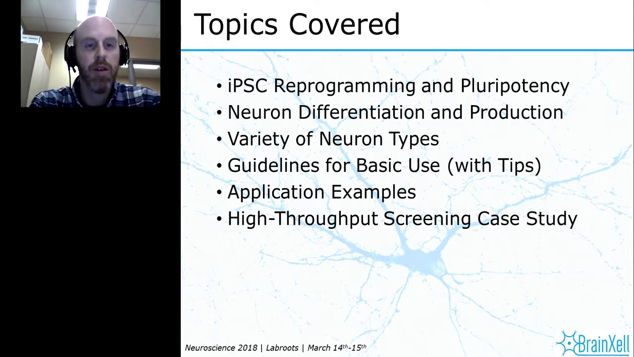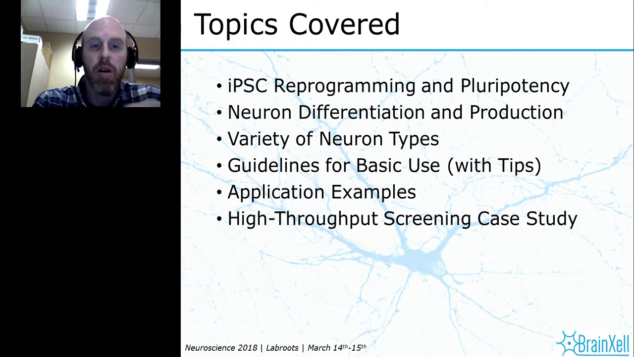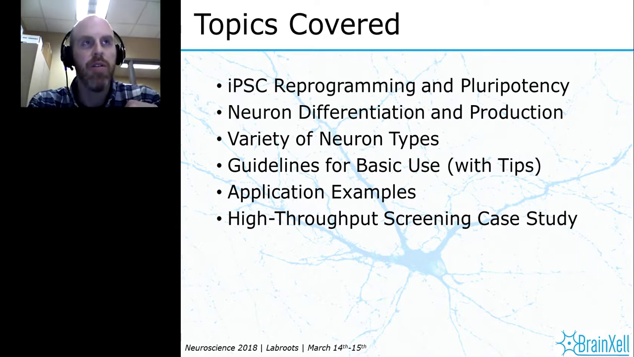Again, this is going to be relatively general. There are a lot of protocols and publications you can look up if you have specific questions, but I'll give you a good idea of how that's typically done by our group and also in the field in general. And then we'll talk about what types of neurons can be made using this approach, and discuss a bit about those different subtypes.